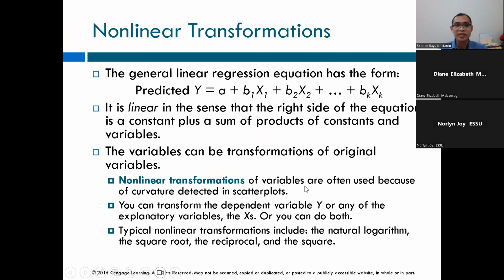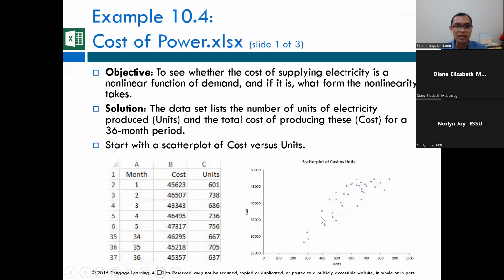The next classification is about nonlinear transformations. If you find your variables have a pattern that is not linear, maybe parabolic, or maybe logarithmic, or maybe reciprocal, you can transform your nonlinear variables into linear ones. You can use the dummy, maybe you can use other transformations. Like in these examples, you have the cost and the unit analysis. We have a scatter plot like here.